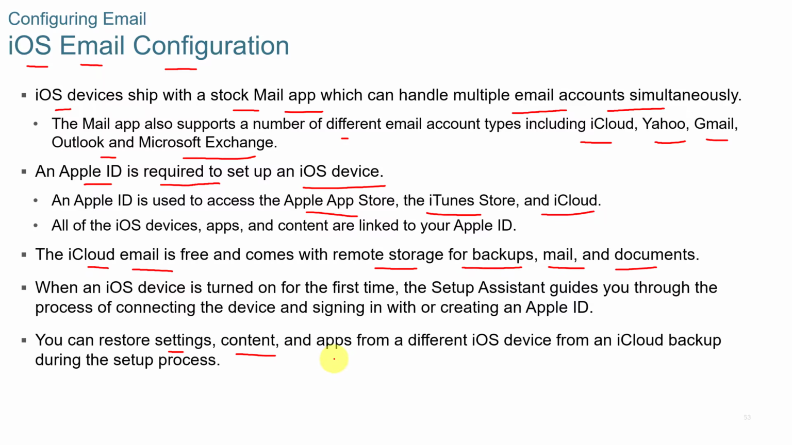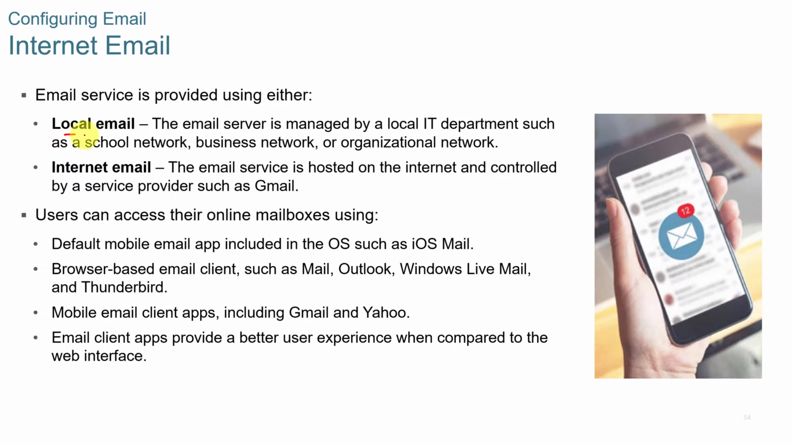And you can restore settings, content, and apps from different iOS devices from an iCloud backup during the setup process. Email services are provided either using local mail, that's the email server that's managed by a local IT department, or internet mail. That's something like either Gmail or Proton Mail. Users can access their online mailboxes using default mobile email apps, including the OS, such as iOS Mail, Windows Live Mail, Thunderbird. Proton Mail is one of the ones I use, which is a secure end-to-end encryption email.